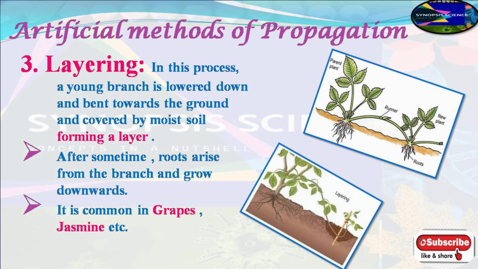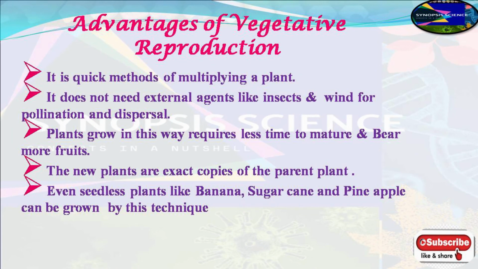Now, let's see what the advantages of this method are. The first one is that it is a very quick method of multiplying plants. No external agent like insects, wind, etc. is required, unlike in the second case. Next, very little time is required for maturing. New plants are exact copies of the parent plants. Most importantly, seedless plants like banana, sugarcane, pineapple can be grown by using this technique only.